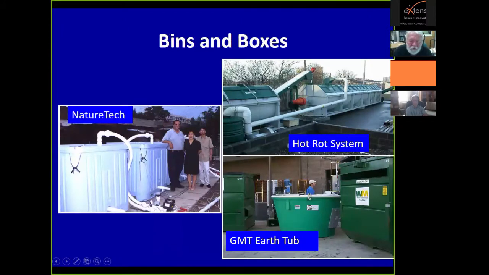We've seen a wide number of bins and boxes used for composting. These Earth Tubs are popular in small schools and university settings. Nature Tech has a system of bins. Hot Rod is a New Zealand company. These are horizontal bioreactors. There's an auger shaft in this machine that turns and moves the material through the first system, and then up the auger, and then into the second system.